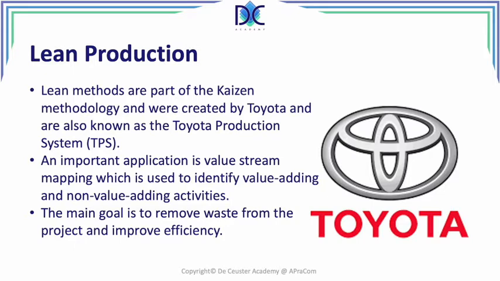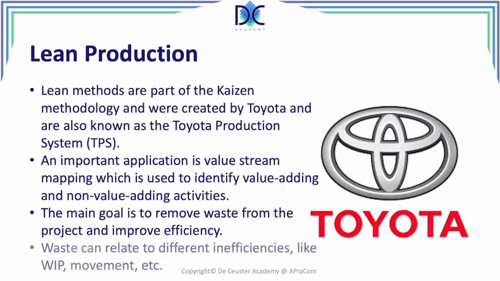Here we want to remove the waste from the project, we want to remove the inefficiency. Those non-value added activities are basically sources of waste, and we have to get that waste out of the project. Now, when we look at waste in general, we can look at different inefficiencies. We can look at work in progress. That's one of the possible wastes. We can look at movement. We can define basically what waste is about for our specific case, and we try to eliminate the waste from the project and the processes.